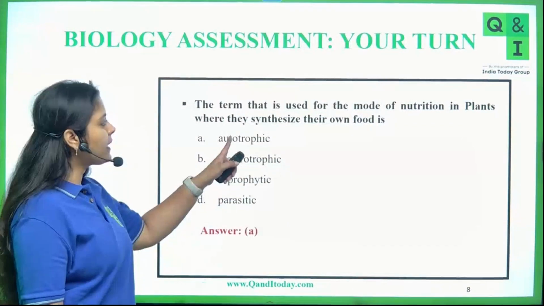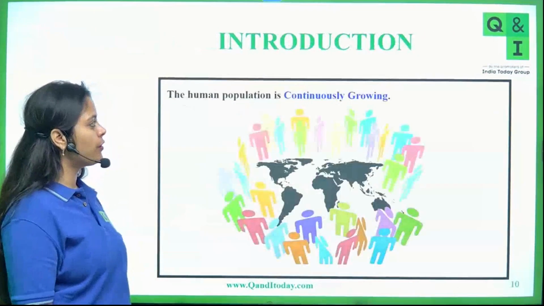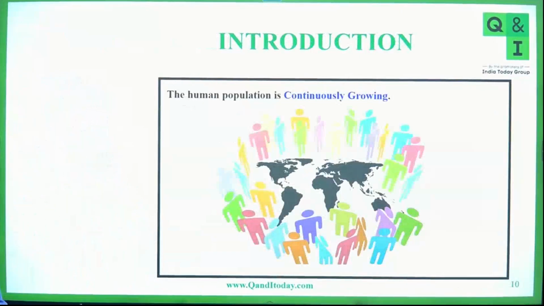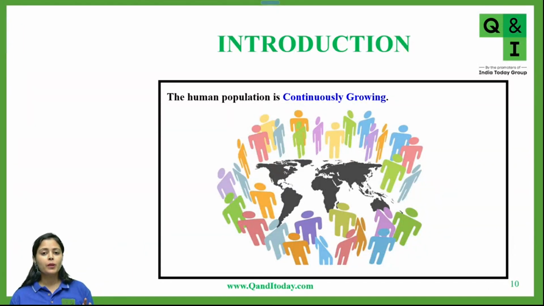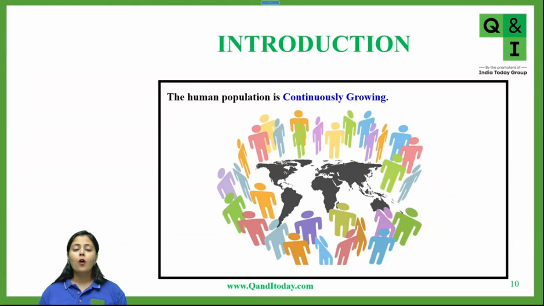Now, the correct answer would be autotrophic mode of nutrition. Now, let's see that basically plants which are performing their autotrophic mode of nutrition are eventually producing sugar. Now, this sugar is available to you in the form of crops. Now, let's see what exactly are crops.